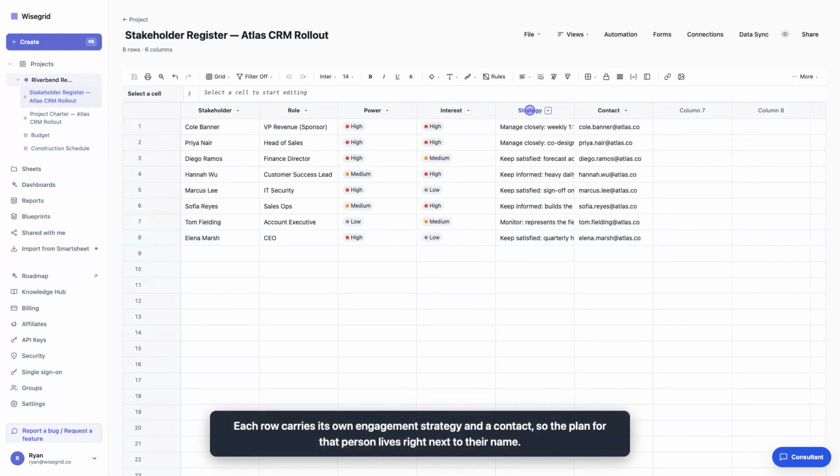Each row carries its own engagement strategy and a contact, so the plan for that person lives right next to their name. And because it is a live sheet, you can share a filtered view per person, so each stakeholder sees exactly what they should and nothing else. That is a stakeholder register that actually drives your communication in a sheet your team already knows.